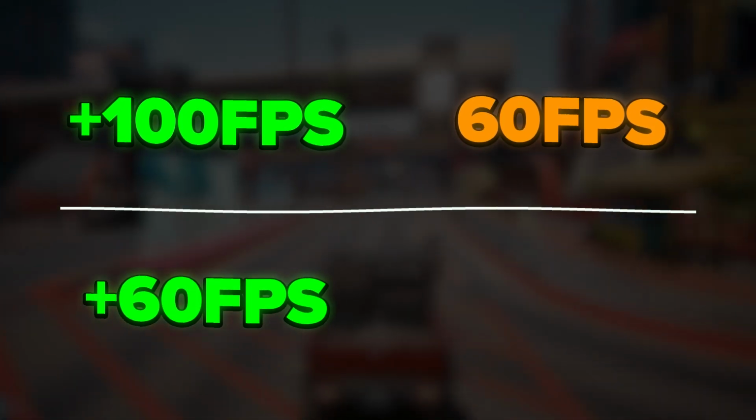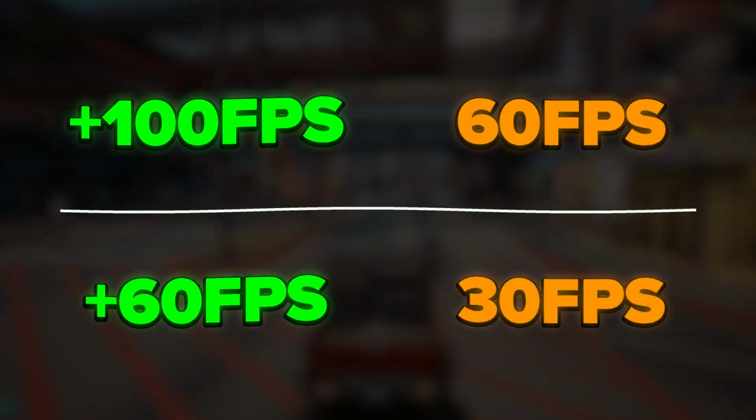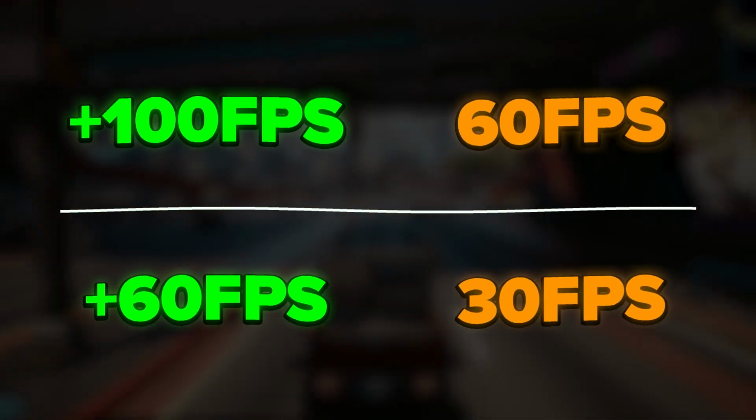However, there's one important note. To aim for over 100 FPS, you need at least 60 FPS as your base. Similarly, if you're targeting 60 FPS, you'll need at least 30 FPS to start with. Why? Because with a very low base frame rate, the artifacts become much more noticeable and can significantly affect your gaming experience.